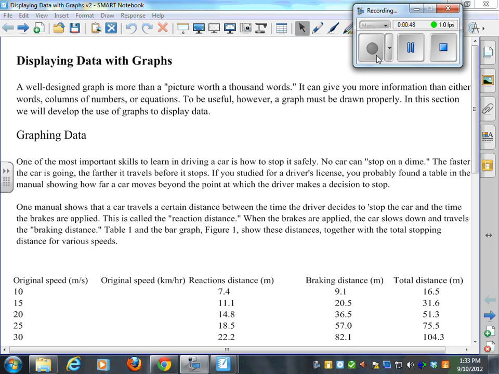So a well-designed graph is more than a picture with 1,000 words. It can give you more information than either words, columns, numbers, or equations. To be useful, however, a graph has to be drawn properly. In this section, we will develop the use of graphs to display data.